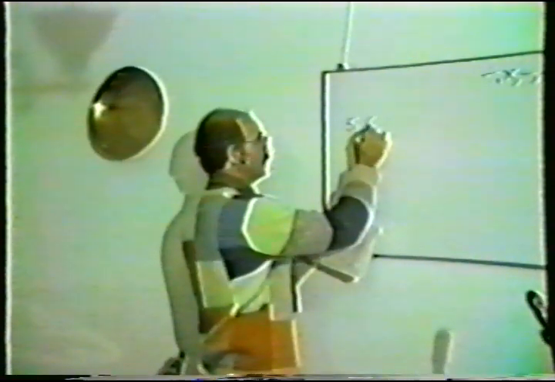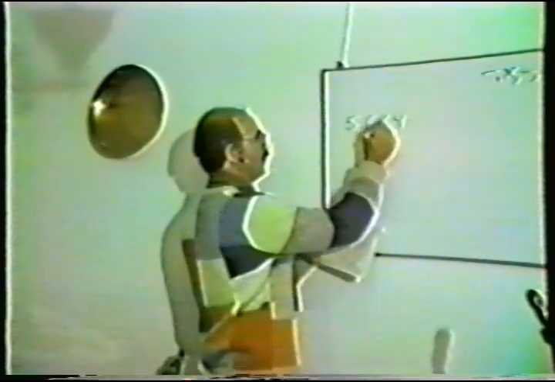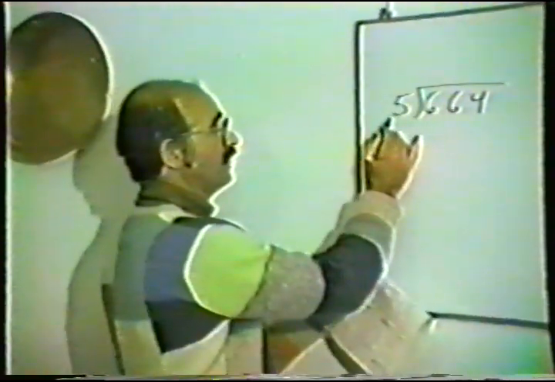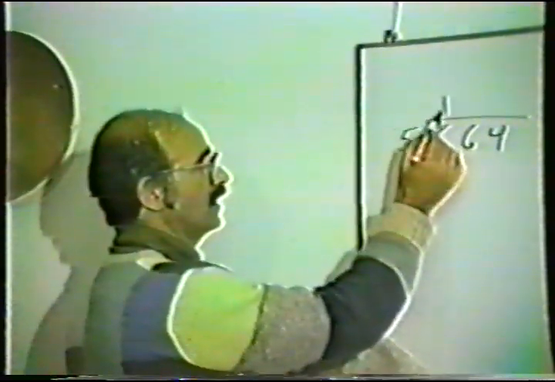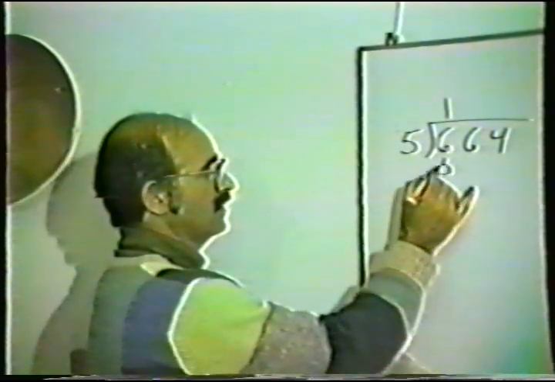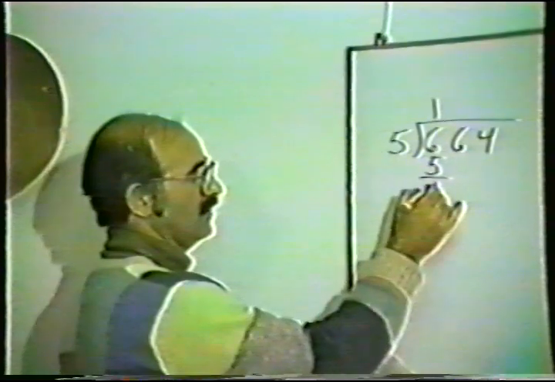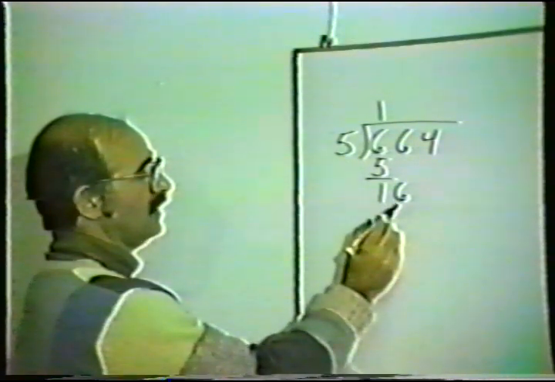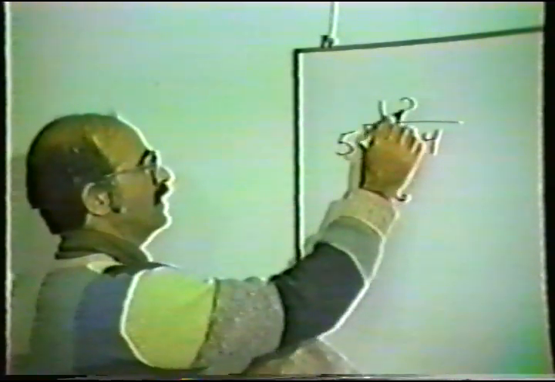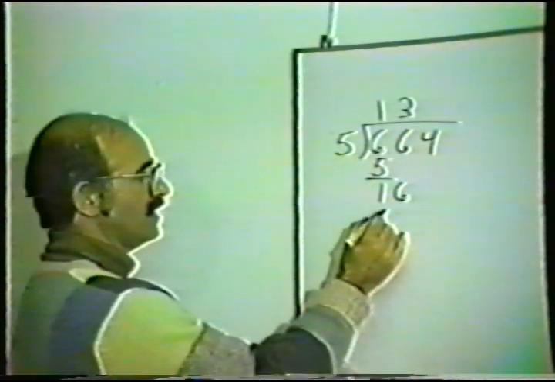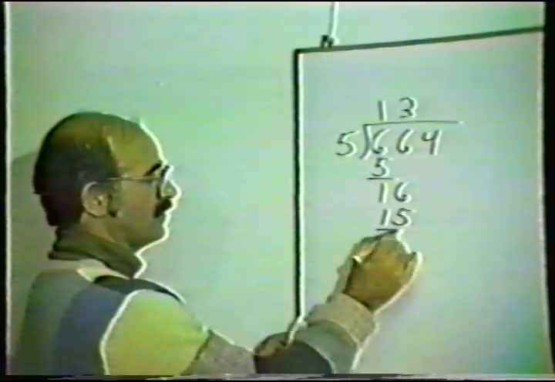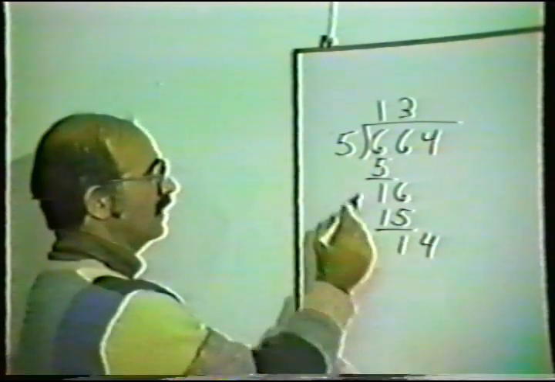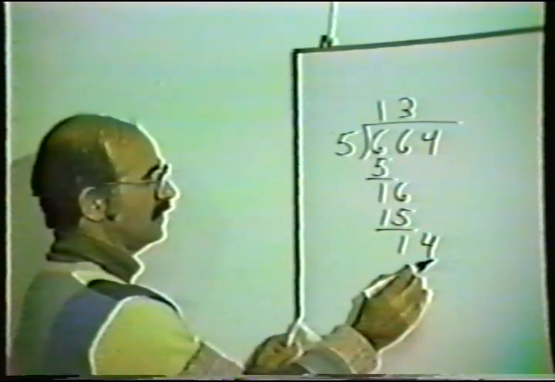5 into 664. Does the 5 go into the 6? Yes. 5 into 6 goes 1. 1 times 5 is 5. 6 take away 5 is 1. Bring down the 6. 5 into 16 is 3, because 3 times 5 is 15. Subtract, get 1. Bring down the 4. 5 into 14 is 2.